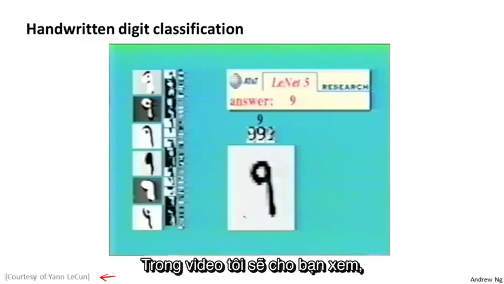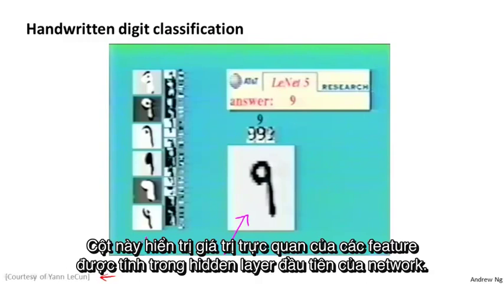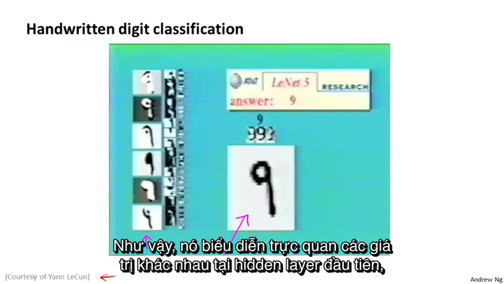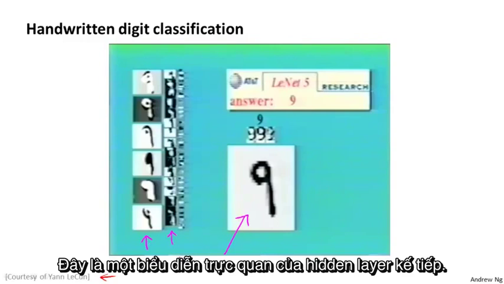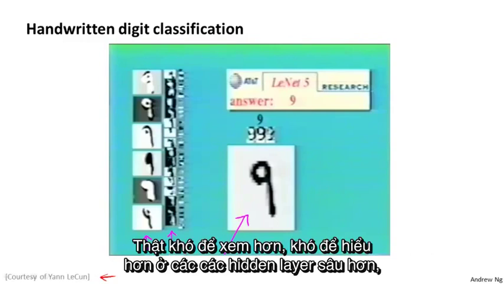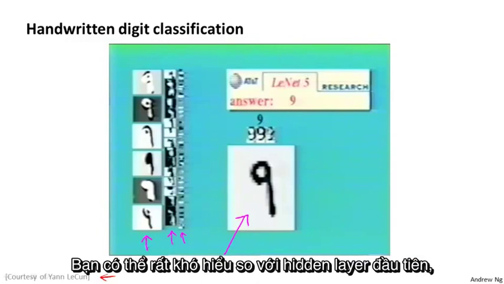In the video that I'll show you, this area here is the input area that shows a handwritten character shown to the network. This column here shows a visualization of the features computed by the first hidden layer of the network. And so for the first hidden layer, this visualization shows different features, different edges and lines and so on, detected. This is a visualization of the next hidden layer. It's kind of hard to understand the deeper hidden layers, and that's a visualization of what the next hidden layer is computing. You probably have a hard time seeing what's going on much beyond the first hidden layer.